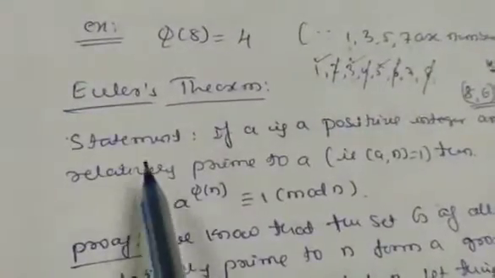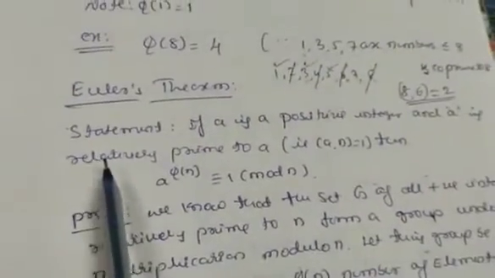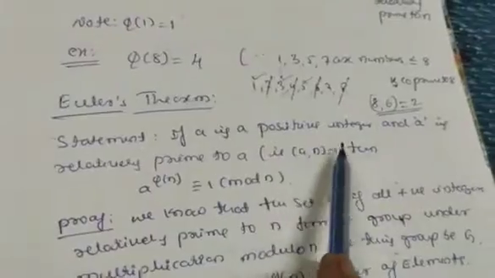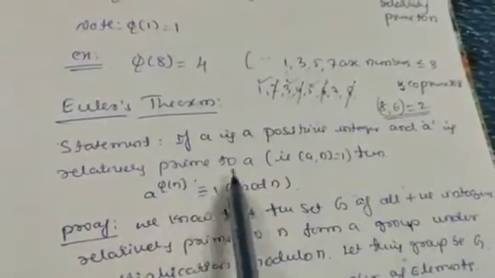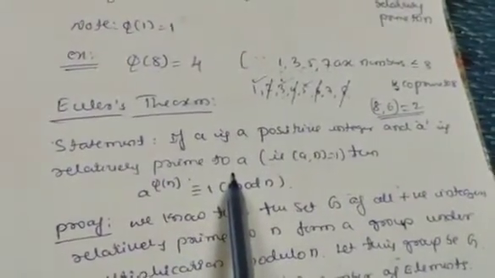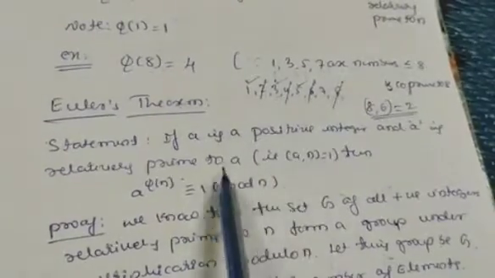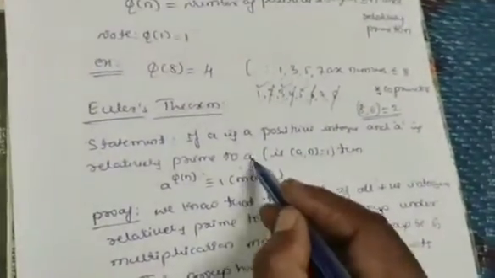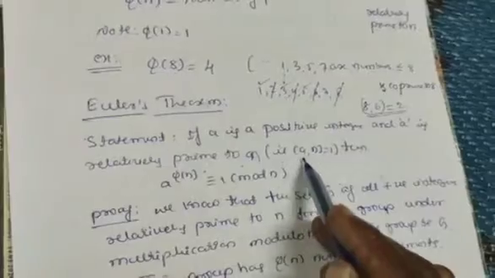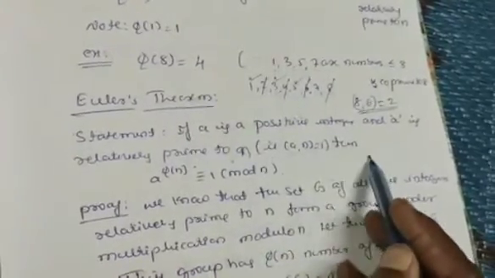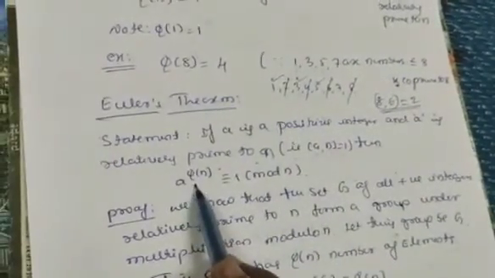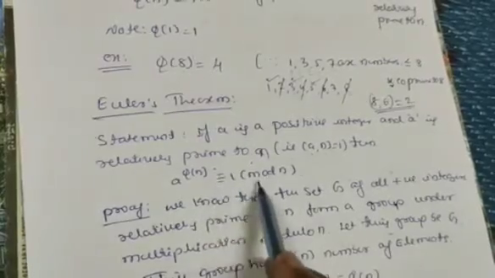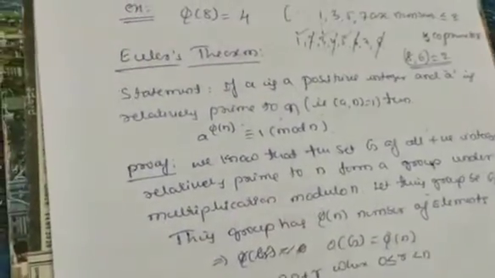Let us take Euler's theorem. Statement: if a is a positive integer and a is relatively prime to n, that is, GCD of a and n is equal to 1, then a to the power of phi of n is congruent to 1 mod n.